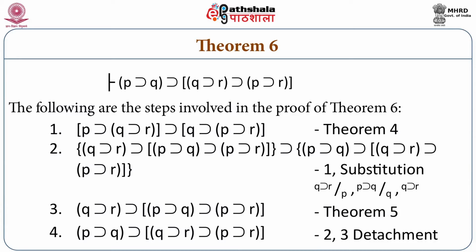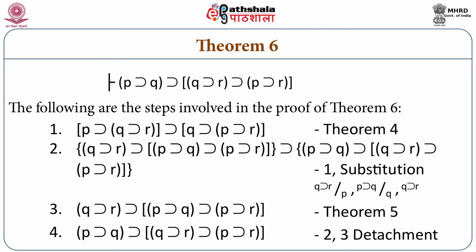P implies Q implies R, the whole thing implies Q implies P implies R. This is theorem number 4. Now we need to reason more. We have to look for suitable substitution of formulas. That means we need to replace some formula by another formula, such that by application of a suitable rule we will get our desired formula. Now, just uniform substitution is not going to work here.